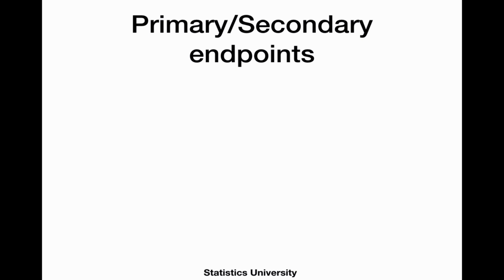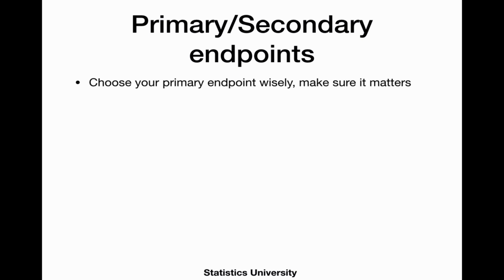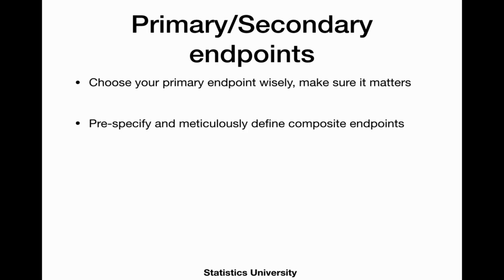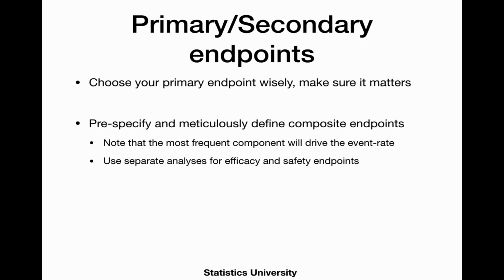Primary and secondary endpoints. Choose your primary endpoint wisely and make sure it matters clinically. And if you use composite endpoints, pre-specify them and meticulously define them. And remember that the most frequent component will drive the event rate. And you shouldn't mix efficacy and safety endpoints in a composite endpoint. Use separate endpoints for them.